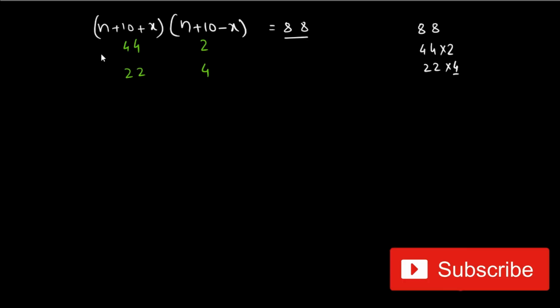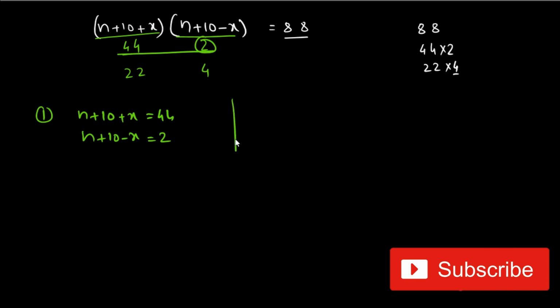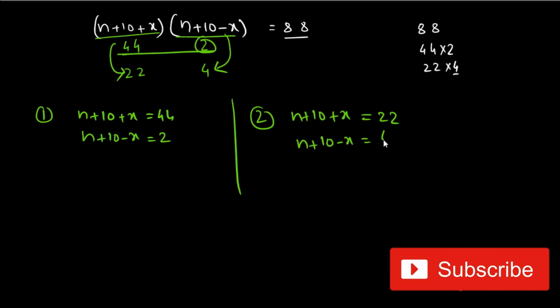So here we have copied down the last page's information. Now we'll put this value as 44. Case 1: n + 10 + x is equal to 44 for the first case, and the value of this term is 2, so n + 10 - x is equal to 2. Now the second case: n + 10 + x is equal to 22, and here it is 4, so n + 10 - x is equal to 4.